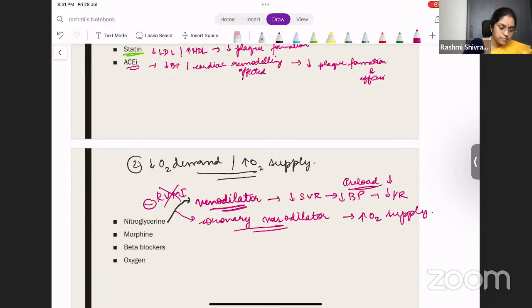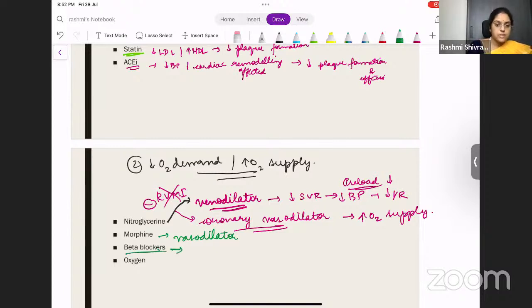Next is morphine. So what is morphine? Morphine is also a vasodilator. It reduces the preload as well as the afterload because it's an arterial vasodilator. So morphine is a vasodilator.